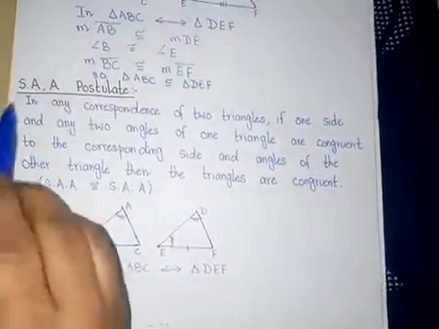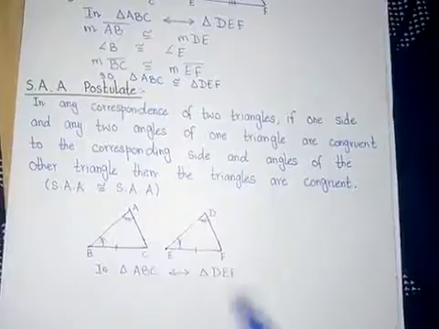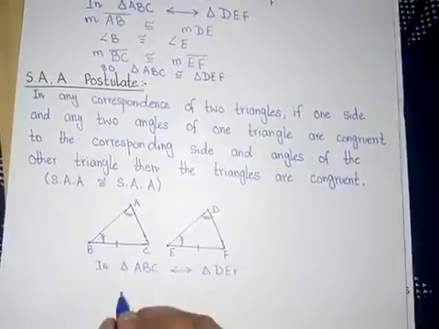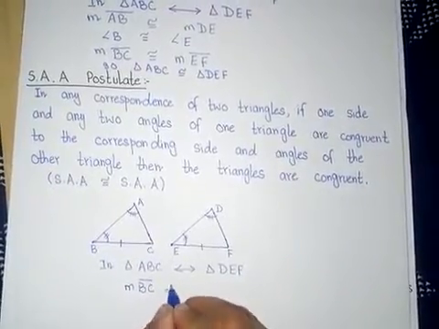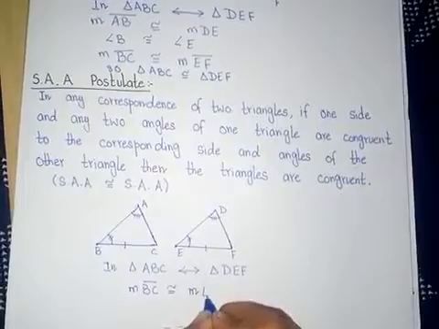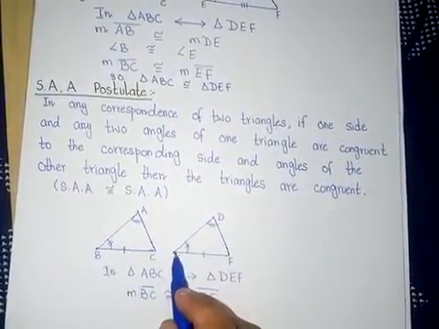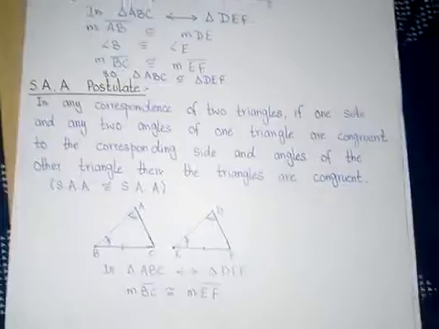We are taking comparison of these. Now what we have to take? We have to take one side. You can take any one side. I have taken BC and EF. If measurement of BC is congruent to measurement of EF, this side is corresponding to or congruent to this one. We have taken one side.